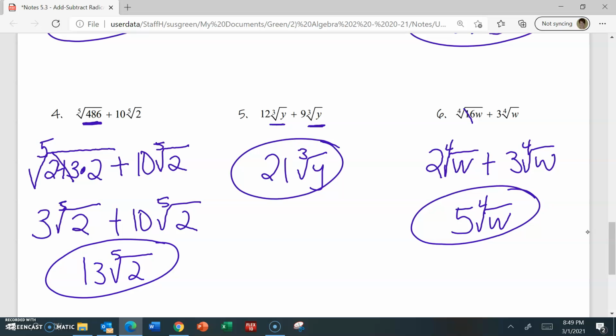The one thing before I wrap it up that I cannot stress enough is make sure you are writing your roots attached into the front of the radical. If you leave this 4 off in number 6 right here, then it's going to say 5 square root w, and that would be wrong. So please pay attention to how you're writing your root, or what we call the index, and that you're not leaving that number off, okay? All right, that's it for your notes for 5.3.